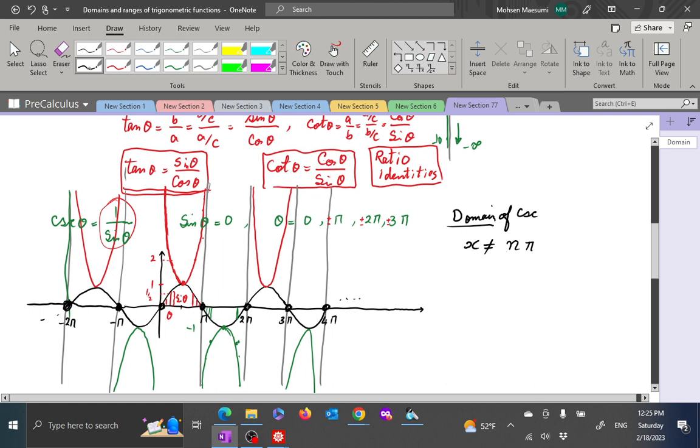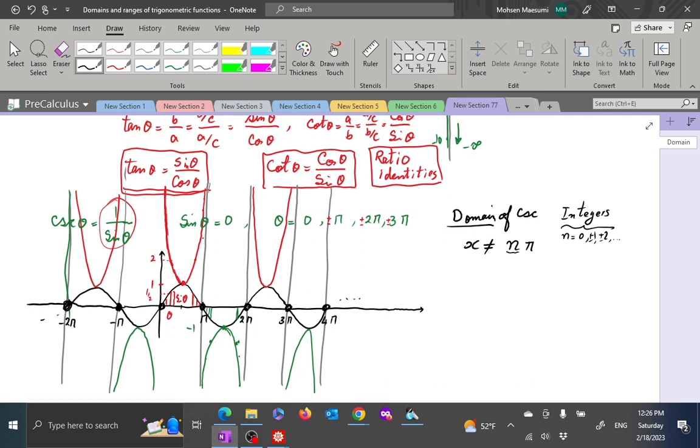So n is the shorthand for 0, plus or minus 1, plus or minus 2. All of these guys, we call them integers. Integers are just that. The domain is anything other than that. You can go ahead and write intervals if you want, but that's going to be kind of tedious to do like that. So we just write it this way.